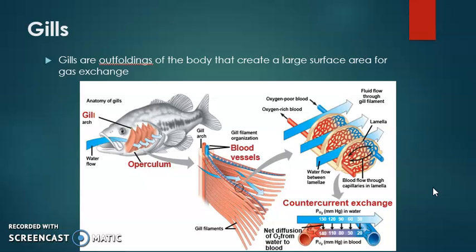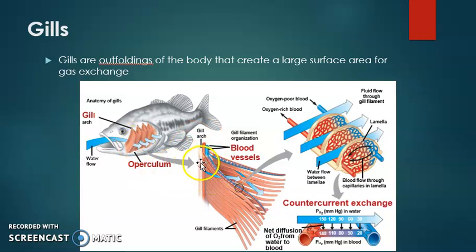So what is required for exchange of gases? The medium, the surface through which exchange will take place, and of course on the other side there will be tissues or the cells. We'll take a few examples. Gills are basically outfoldings of the body that create a large surface area for gas exchange.